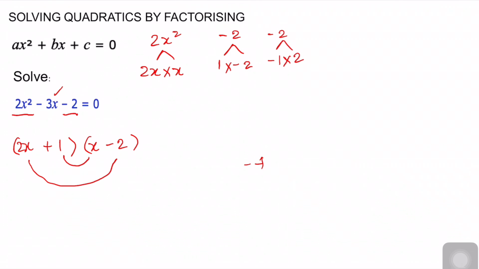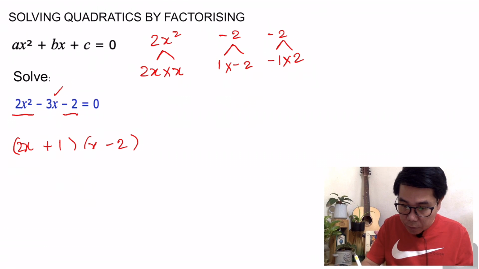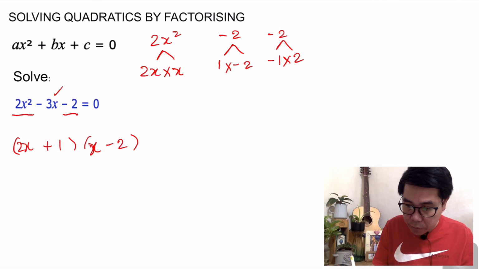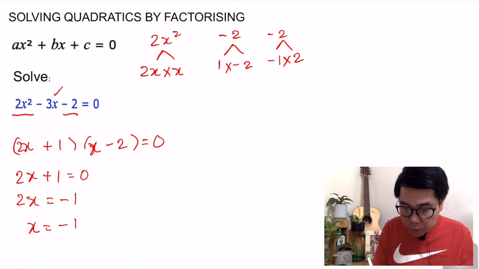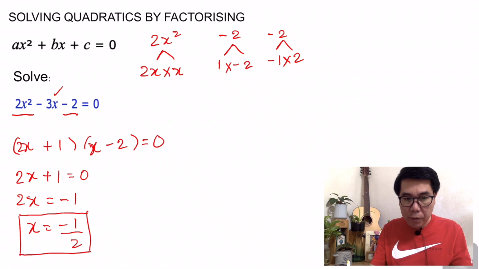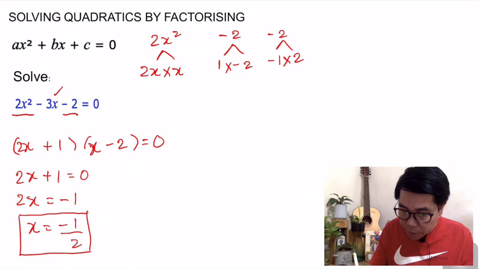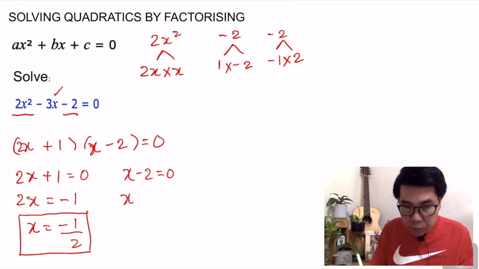Now, so we have 2x plus 1 times x minus 2 is equal to 0. So we have here 2x plus 1 equals 0. 2x equals negative 1. x is equal to negative 1 over 2. So this is our first solution. For the second one, we have x minus 2 equals 0. Then x is equal to 2. This is another solution.